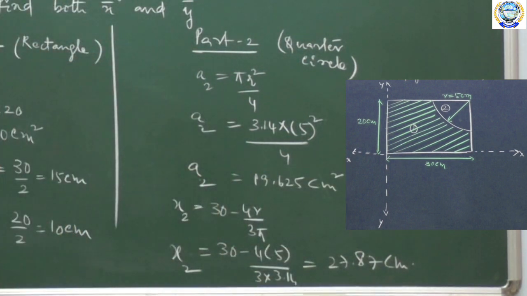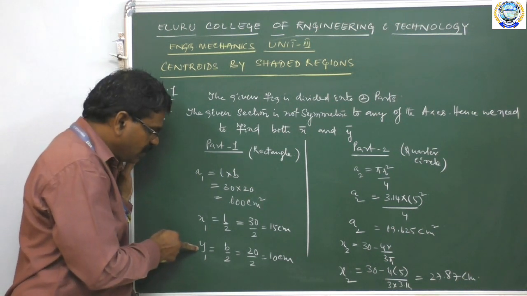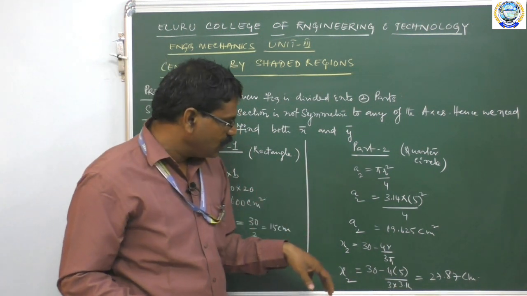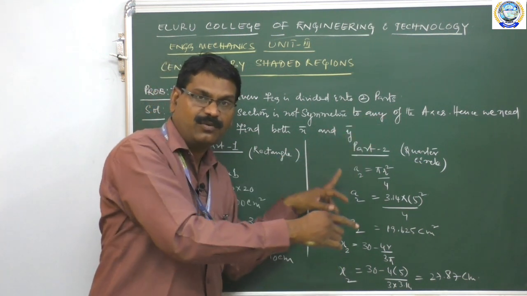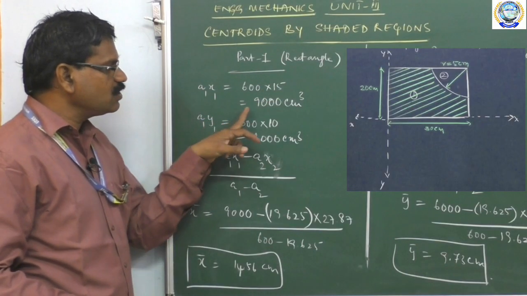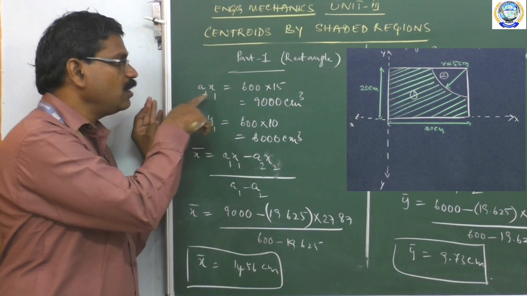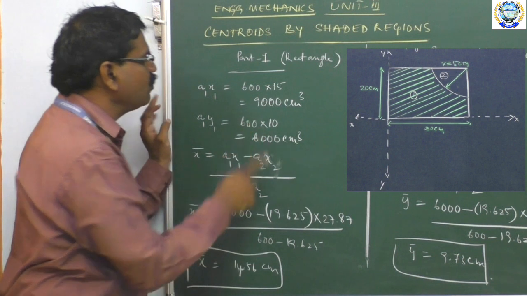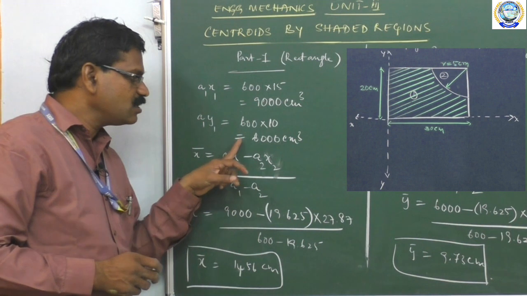Now what we have to do? Using x1, y1, we find A1 x1 and A1 y1 in part 1. Similarly, in part 2, we have to find A2 x2, and after finding the y2 coordinate, we need to find A2 y2. Let us see this. A1 x1 is equal to 600 into 15, that is equal to 9000 centimeter cube. We bring the value of x1, multiplying with A1, that is the area of the rectangle in part 1. Similarly, A1 y1 is equal to 600 into 10, that is equal to 6000 centimeter cube.